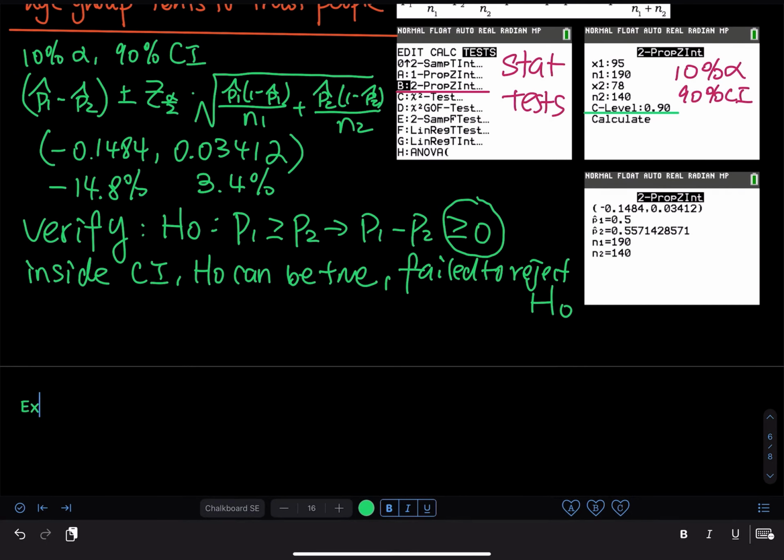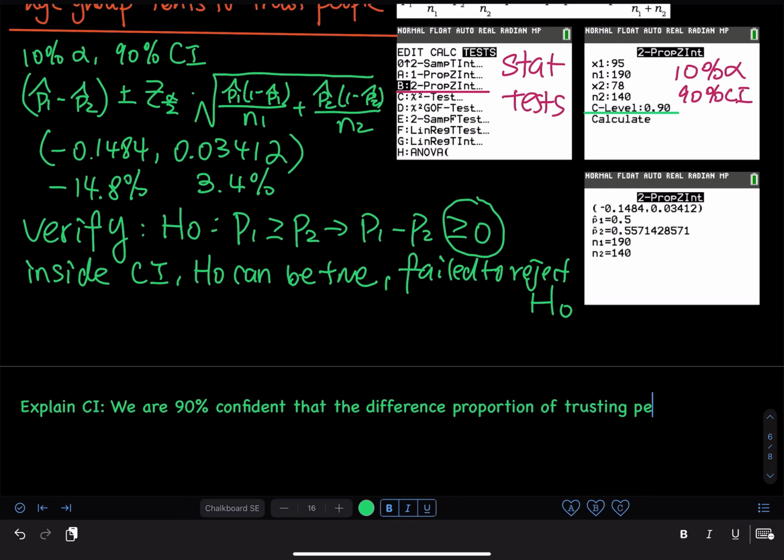How do you explain those two numbers? The correct language is: we are 90% confident that the difference in proportion of trusting people between the two age groups falls between negative 14.8% and positive 3.4%. That's it. That's how you explain.